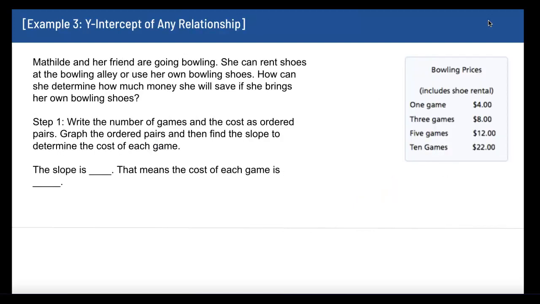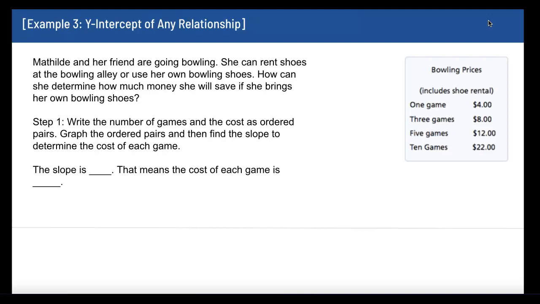Let's look at another relationship. Matilda and her friend are going bowling. She can rent shoes at the bowling alley or use her own. How can she determine how much money she'll save if she brings her own bowling shoes? Okay, so basically looking at, is it worth it?